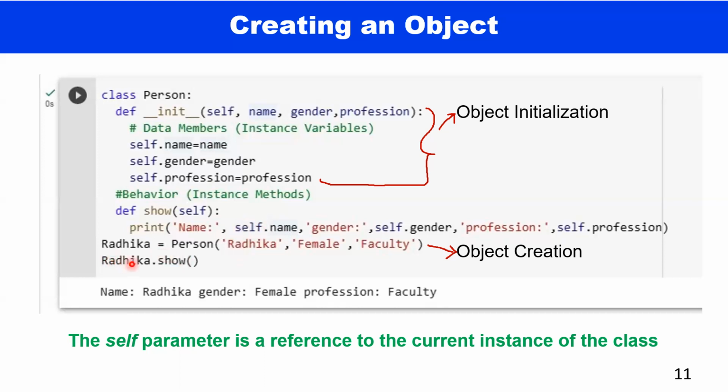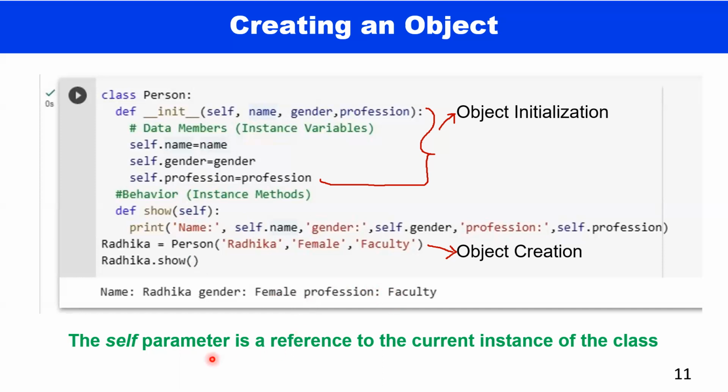Whenever you use the method, you have to use the name of the object, dot, followed by the name of the method: Radhika.show. Likewise, class methods have to be accessed by using the name of the object followed by the method name, followed by any parameters if there are any. Here in the show method, no arguments are required. So if you run this code, you'll get the output like this.